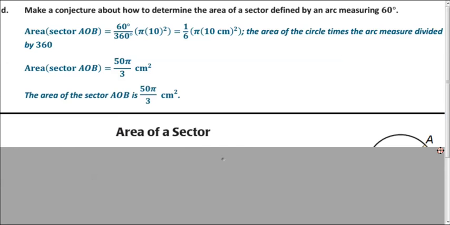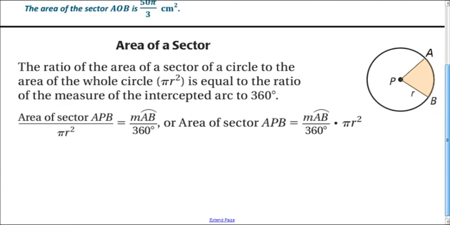So to find the area of any sector, this is analogous to what we did for finding arc length. You look at the area of the sector, divide that by the area of the circle, pi r squared. That's going to be the same as the measure of the arc divided by 360 degrees. So part to whole, part to whole. The only difference is that now we're just looking at area.